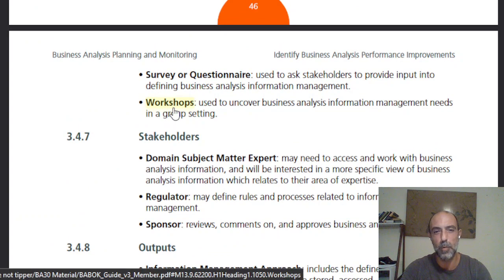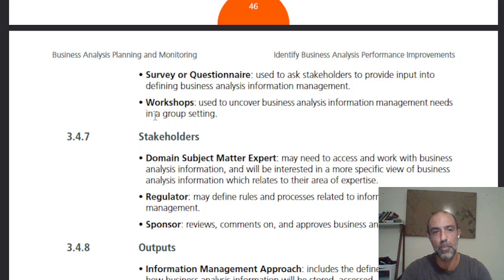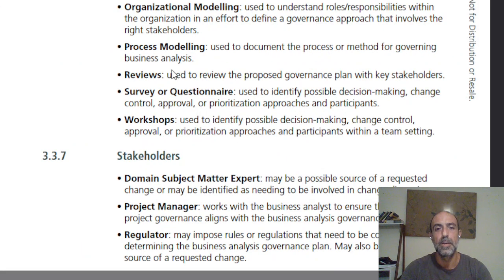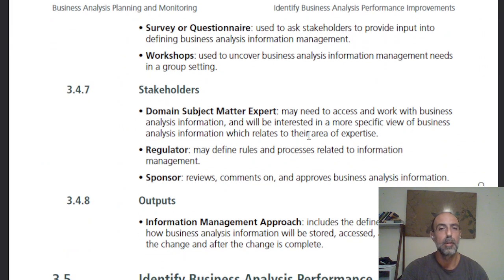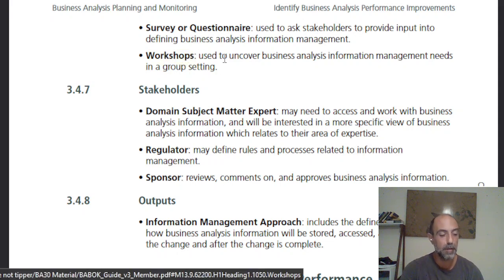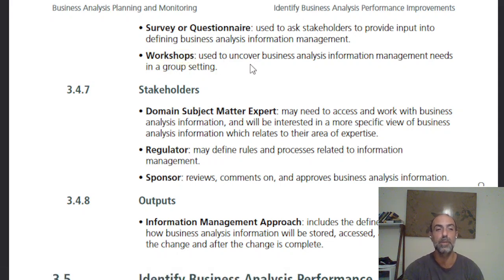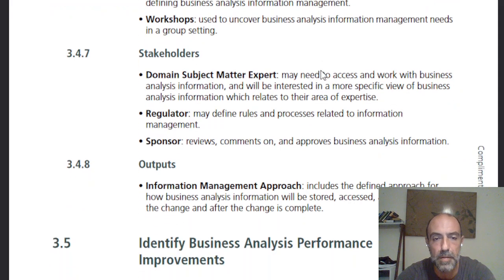See here, workshops used to uncover business analysis and information management needs in a group setting. Here, used to identify possible decision making, change control approval. Okay, I'm actually pretty proud of these guys. I figured they'd copy paste this. But it shows you that everything you do, the information you get, all depends on where you're gonna use it and what the point of it is. A workshop in this case is different than a workshop on plan business analysis governance, because here you see what the information management needs are in the group setting.